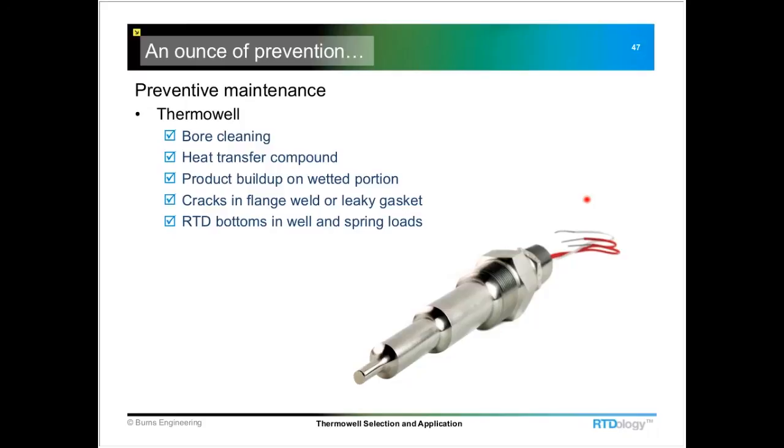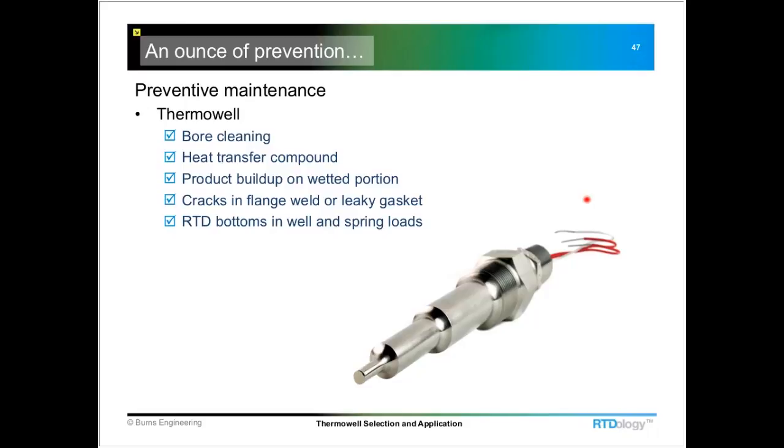Some processes might have a product that will adhere to the well a little bit, so make sure that that has not happened. I have had applications where the complaint is that the time response has slowed down over time, and they pull the Thermowell out and they find that there's a 1/4 or a 1/2 inch coating of whatever stuff was in the piping just glued right to the well, and so that can be a bit of an issue.